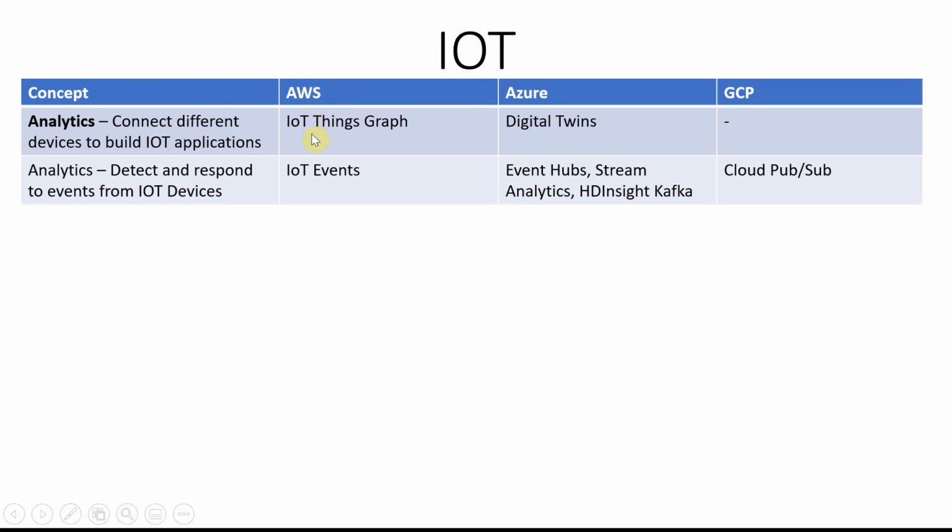In AWS it is IoT Things Graph. In Azure it is Azure Digital Twins. I didn't find anything equivalent in GCP yet.